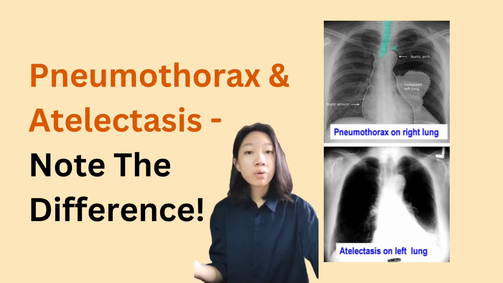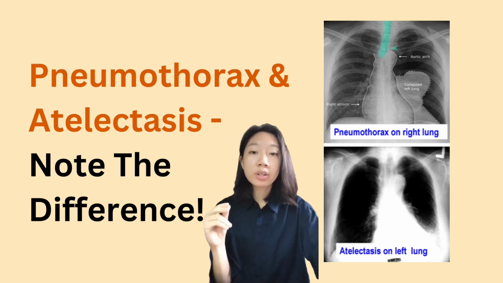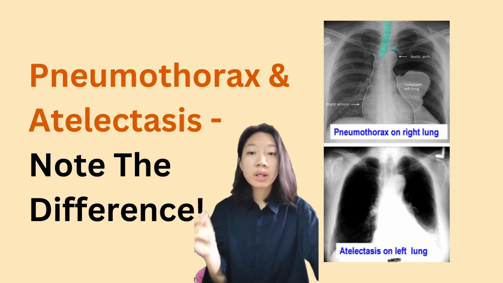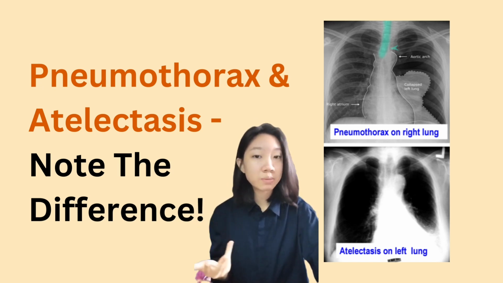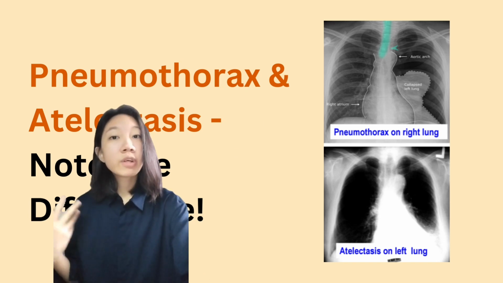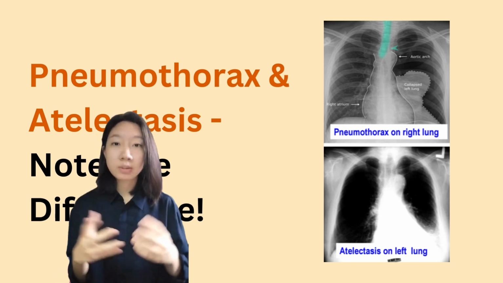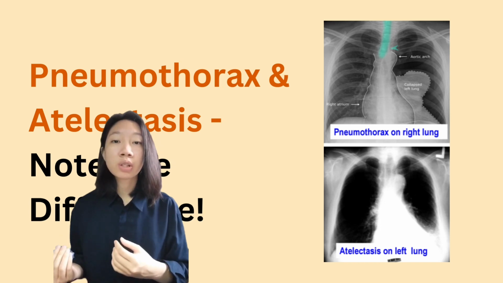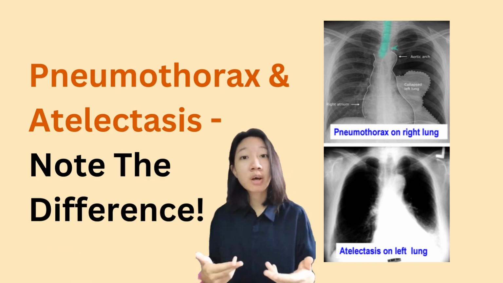But in contrast, pneumothorax occurs when the lung is injured and the air may leak into the lung, causing them to collapse. So logically, if pneumothorax happens, the affected side will keep expanding and shift the mediastinum to the normal side, and vice versa for atelectasis.